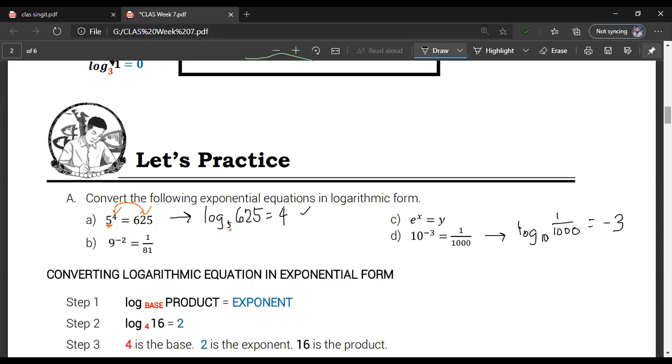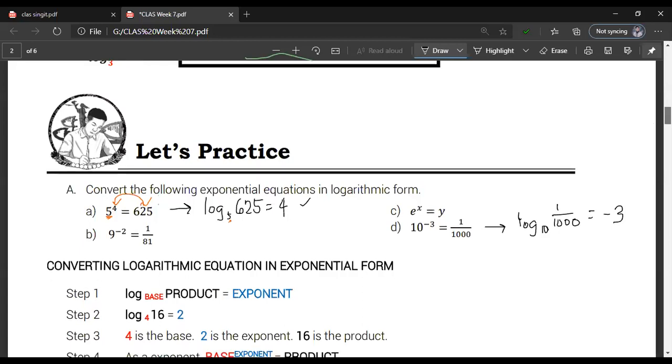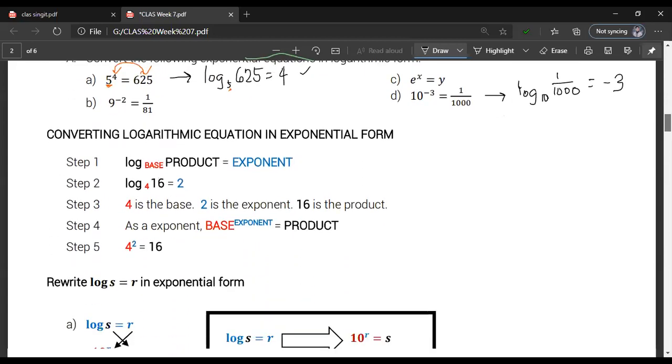May answer key naman po yun sa pinakadulo katulad ng sinasabi ko kanina. Okay? So let's proceed kasi medyo marami pa tayong i-discuss.